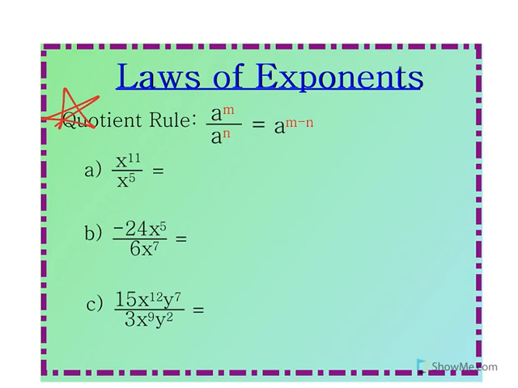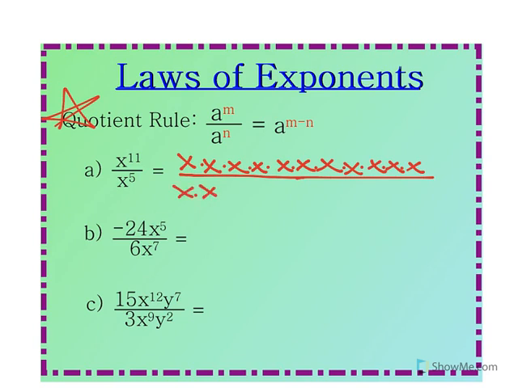If we had x to the 11th over x to the 5th, that means we have 11 x's. Give me a second to write them all. 8, 9, 10, and 11. Over x to the 5th, which means we have 5 x's being multiplied in the denominator. Now remember, with any multiplication or division we've done before, anytime you have the same number or term, top and bottom, it reduces or cancels to 1.